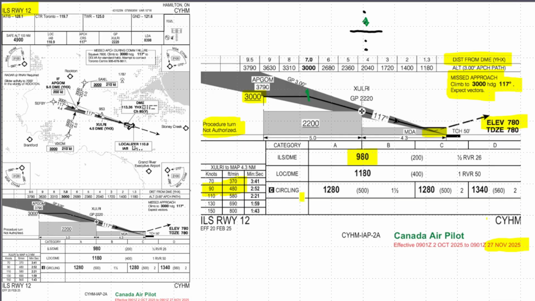There are some things in this approach plate that aren't necessarily critical elements of the approach that are necessary to brief. However, they are important to know because it gives you more information about this approach that you'll be conducting. So I hope that was helpful. If there's anything I didn't mention, please let me know. If there's anything you'd like me to expand on or go over, I'd be happy to do that as well.